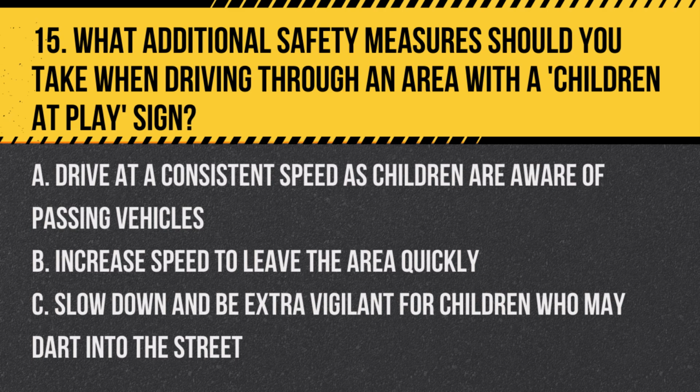Question 15. What additional safety measures should you take when driving through an area with a children at play sign? A. Drive at a consistent speed as children are aware of passing vehicles. B. Increase speed to leave the area quickly. C. Slow down and be extra vigilant for children who may dart into the street.